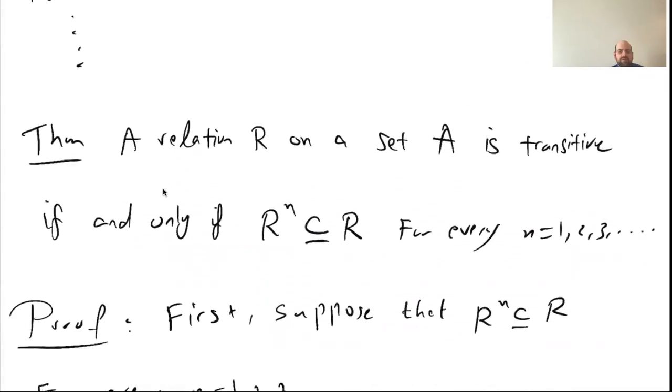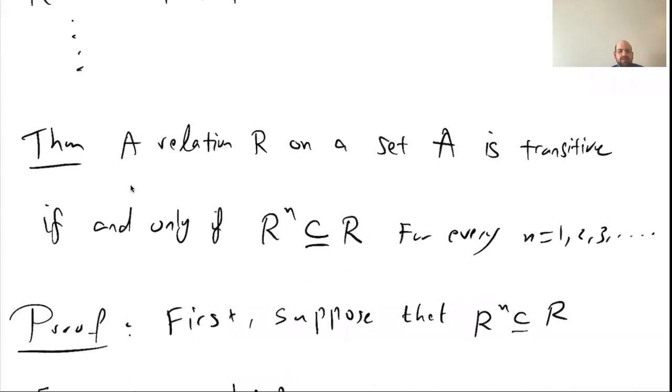Now, the theorem that we wanted to prove last time was saying that a relation R on a set A is transitive if and only if R to the power n is a subset of R for every n equals 1, 2, 3, and so on.